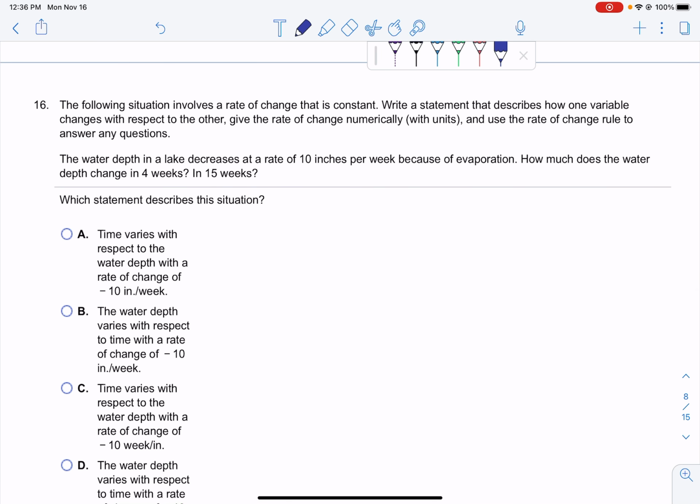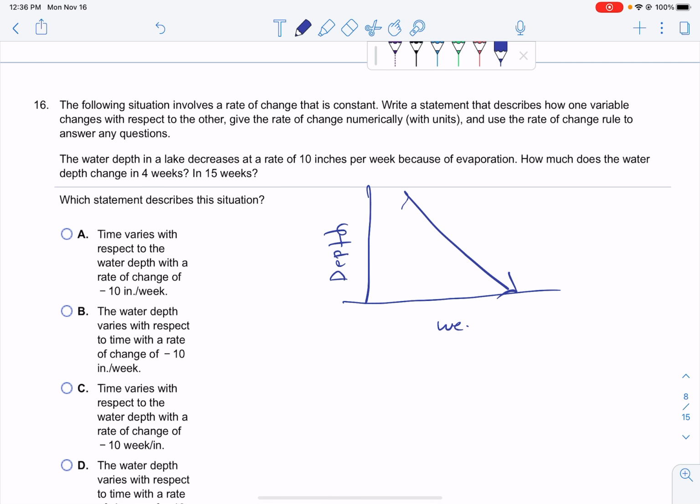Okay, 16. The following situation involves a rate of change that is constant. So that means we have a linear graph because my rate of change, my slope, stays the same. The water depth in a lake decreases at a rate of 10 inches per week. Oh, well, I drew my line the wrong way because we're decreasing. So this would be my depth of my water. This would be my weeks. So the water is decreasing as the weeks go by because of evaporation.